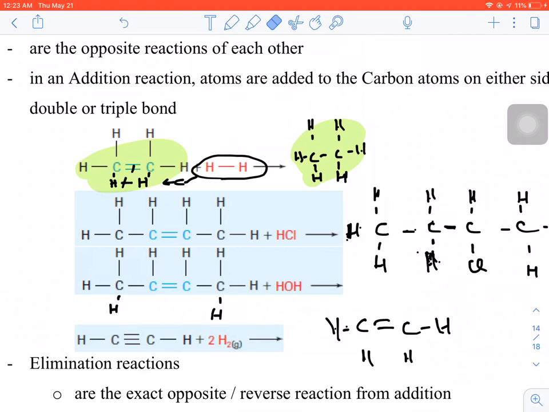And I'm going to create 2 new bonds. Got rid of 2 and create 2. Right, so I've gone from ethyne to ethene. It's a double bond now.